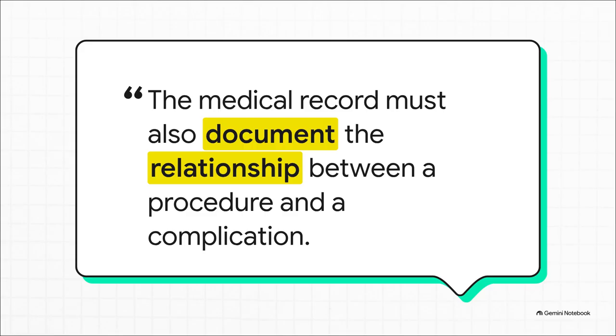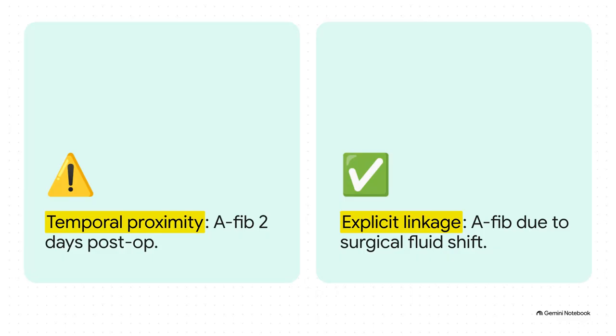Just because a condition happens after a surgery doesn't automatically make it a complication, folks. There has to be an explicit provider link. So, temporal proximity, that gets a giant red warning label. Imagine you're reviewing a chart and it says, patient developed atrial fibrillation 2 days post-hip replacement. That is not a complication code. Why? Because temporal proximity does not equal causality. On the other hand, if you see an explicit linkage like AFib due to surgical fluid shift, boom, you get a green check mark. The physician explicitly tied that condition to the care provided.